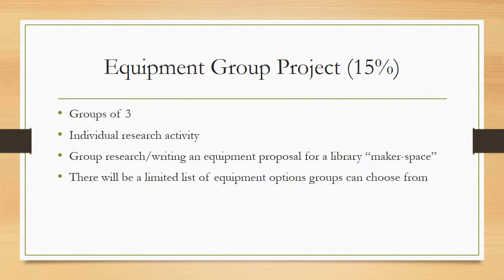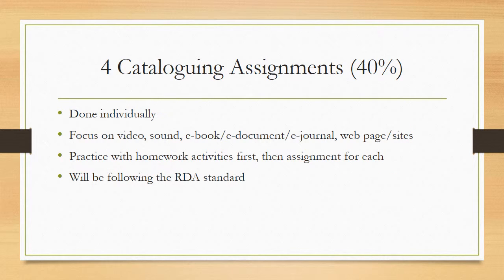We want to do an individual research activity as part of the group project, and then the group together will write an equipment proposal for a piece of equipment for a library makerspace. We will provide a list of equipment that groups can choose from. Then 4 cataloging assignments done individually, focusing on the different material types outlined earlier in this video. You'll practice with homework activities first and then an assignment for marks for each type.